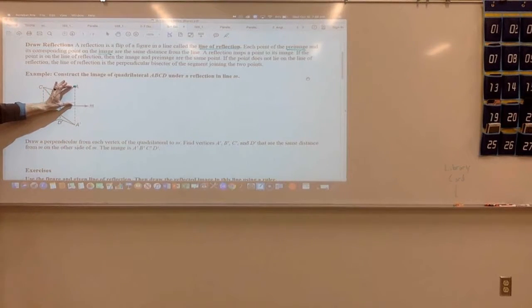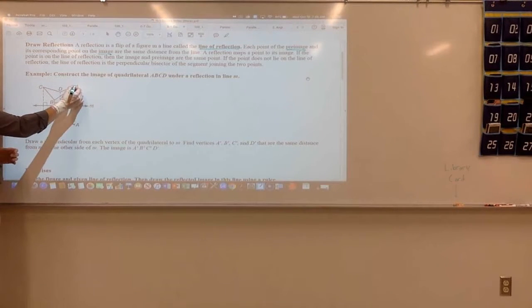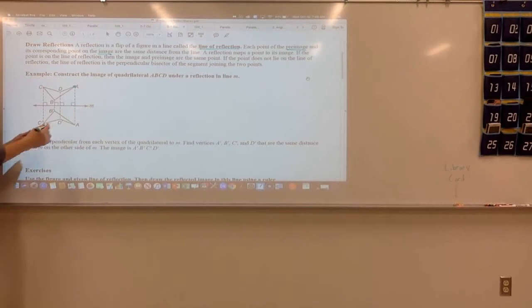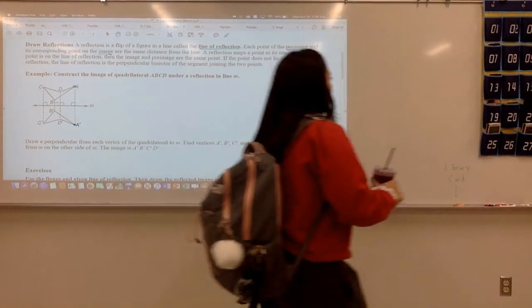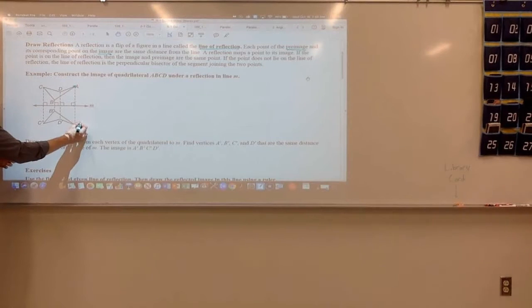So we're going to kind of eyeball the distance on a perpendicular line from a point to the line of reflection. And then we're going to go that same distance to get to my reflected point. Now, as far as notation, whenever we reflect or translate or rotate a point, if my original point was A, my new point is going to be A prime. We just put a little apostrophe up there.